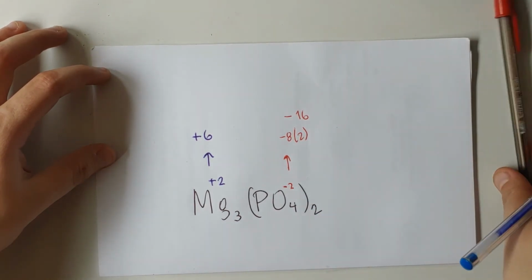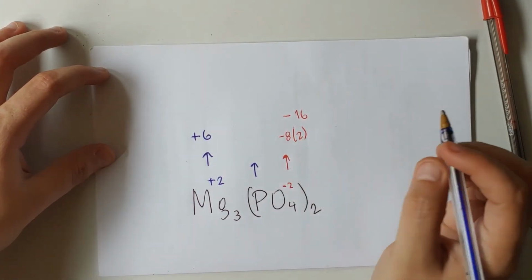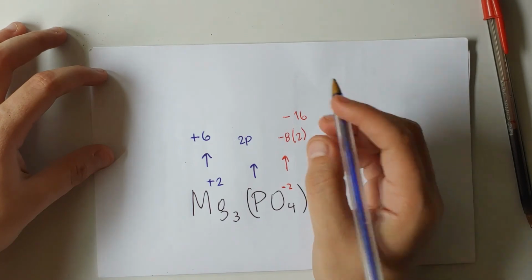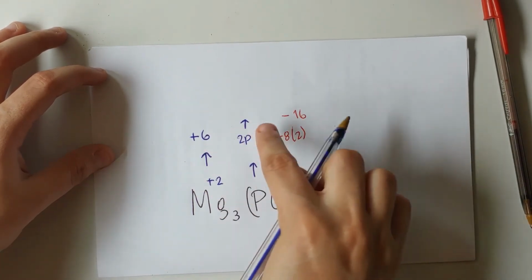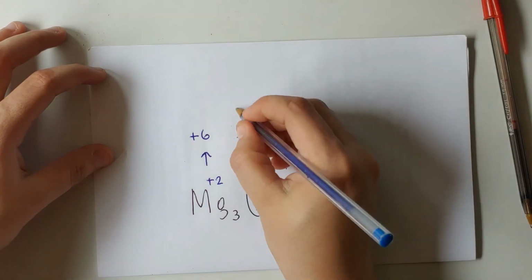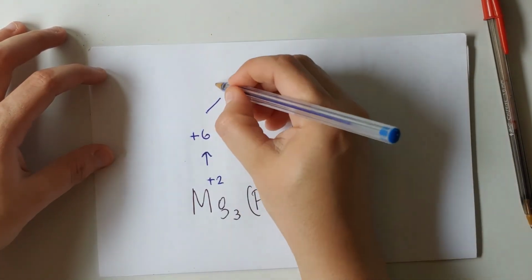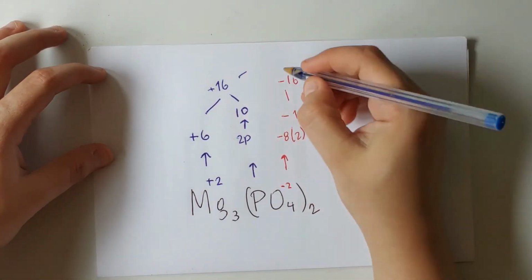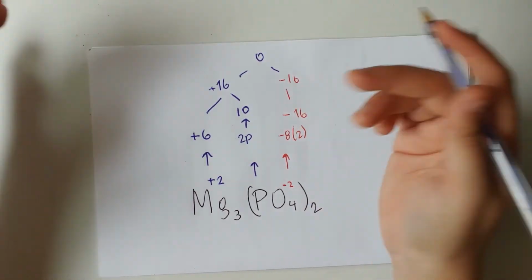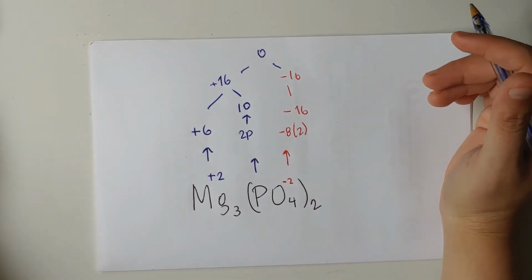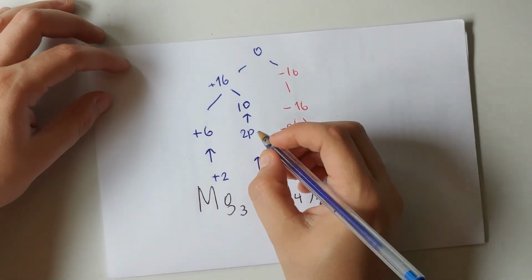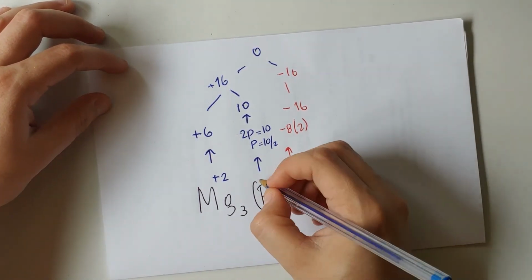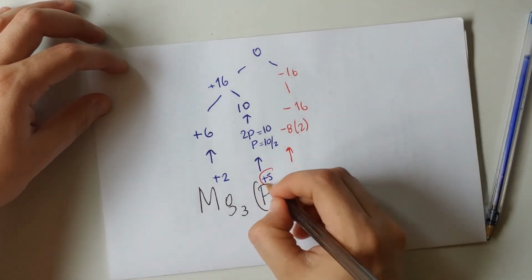Now, phosphorus. Here I have phosphorus, that is 2 times P, this 2P. And I know that for it to be balanced, 6 to become 16 needs 10. In this way, I have +16, and in here I have -16, and it's going to be 0. But how much is phosphorus? I say 2P equals 10. So phosphorus is going to be 10 divided by 2, or phosphorus is +5, just like I did in the example.